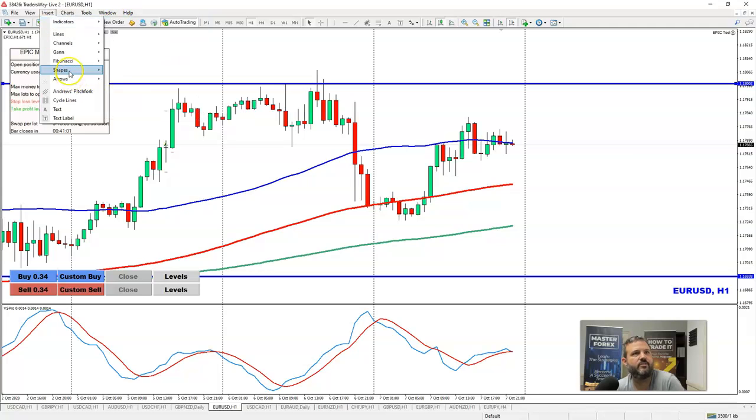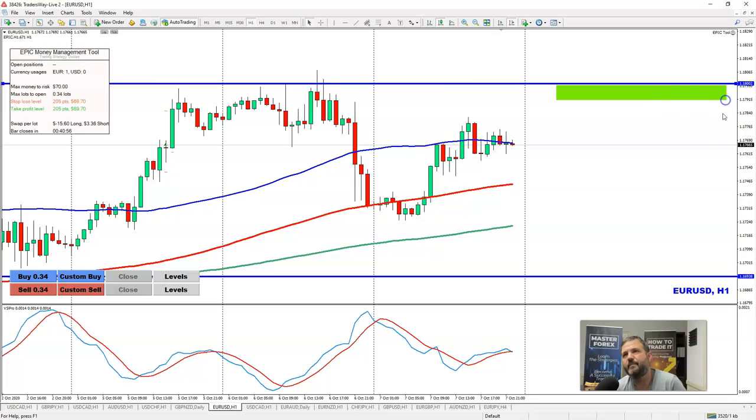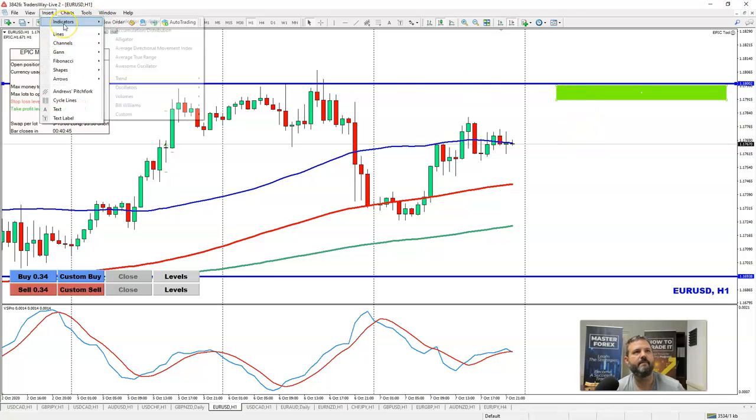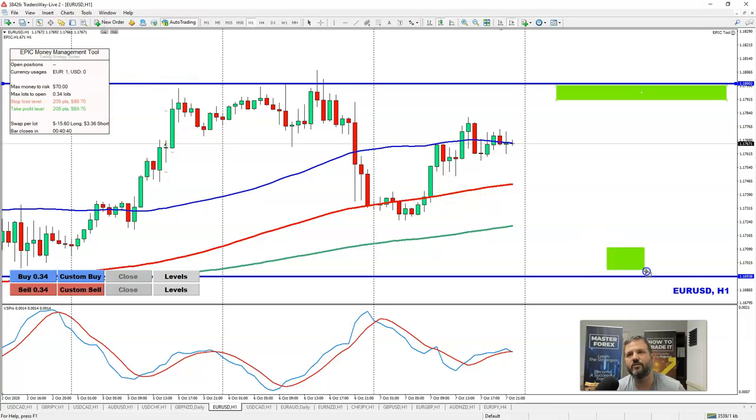So I'm going to insert my little cool rectangle right in here. Okay, and I'm going to be looking for setups in here. This is going to remind me where to look for setups. Okay, so I'm pre-planning tomorrow's session. I am going to be looking for reversal trades in these two areas. Okay, and we're going to see how well it goes.